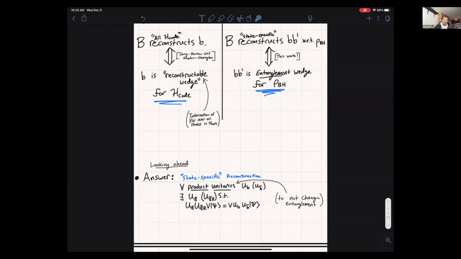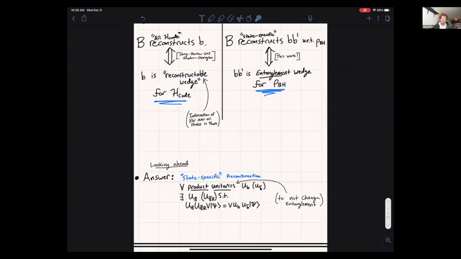And in particular, this is the statement of reconstruction: for such a product unitary on little b, there's a unitary on capital B that does the same job. This unitary on capital B is only required to do the same job acting on psi. It doesn't have to do the same job acting on any code subspace state. So this U_B is psi dependent.